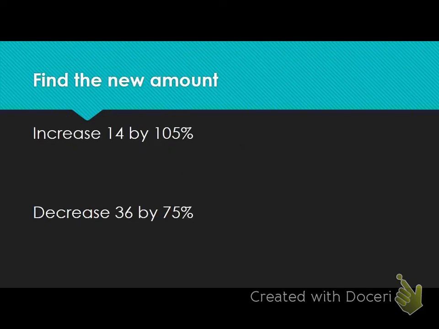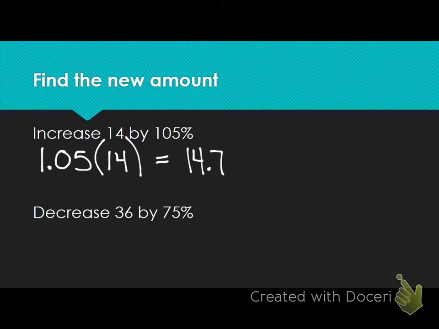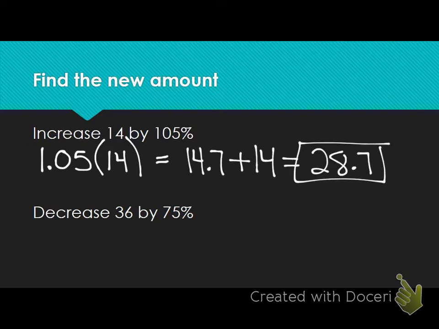So now in the next slide, we're finding the new amount. I need to find the percentage of a number. If it's an increase, would I add or subtract it from the original? If it's an increase, I would add it. If it's a decrease, I subtract it. If I'm trying to find the percent of a number, what do I have to do to the percent first? Change it to a decimal. 14 times 1.05 equals 14.7. Then what do we do with that number? Add it back to 14, and we get 28.7.